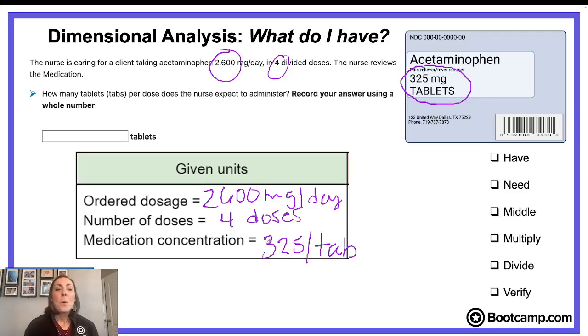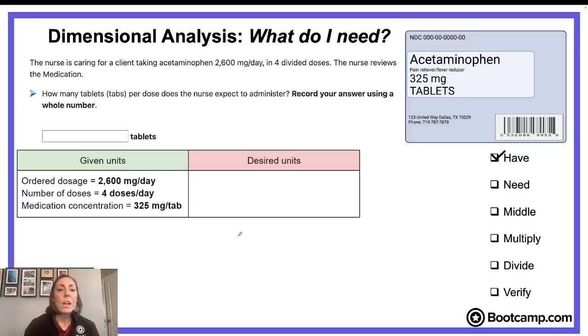Okay, so we've gotten all this information, and now we're gonna look at what we need. Remember, we can find that simply right after that answer blank. So I see that I need to find out how many tablets per dose I'm giving. Okay, so now that we know our given units and what's desired, we can set up our equation. So remember, on the right side, what are we gonna put? We're putting what we're looking for, right? So we'll put tabs per dose.